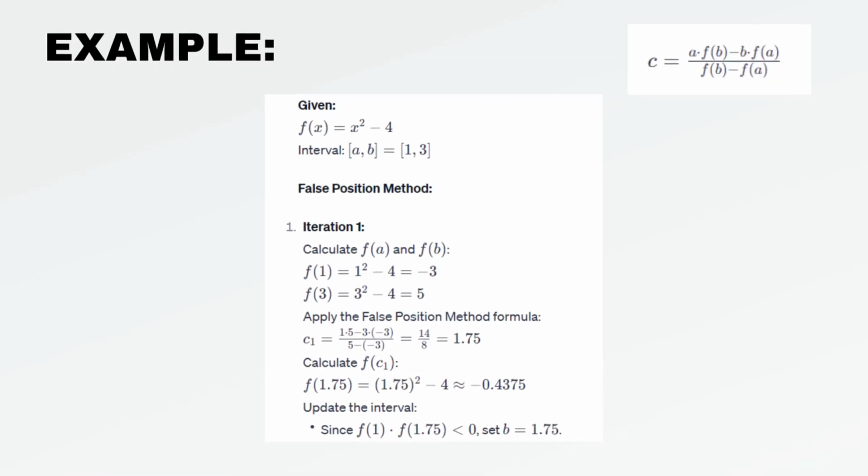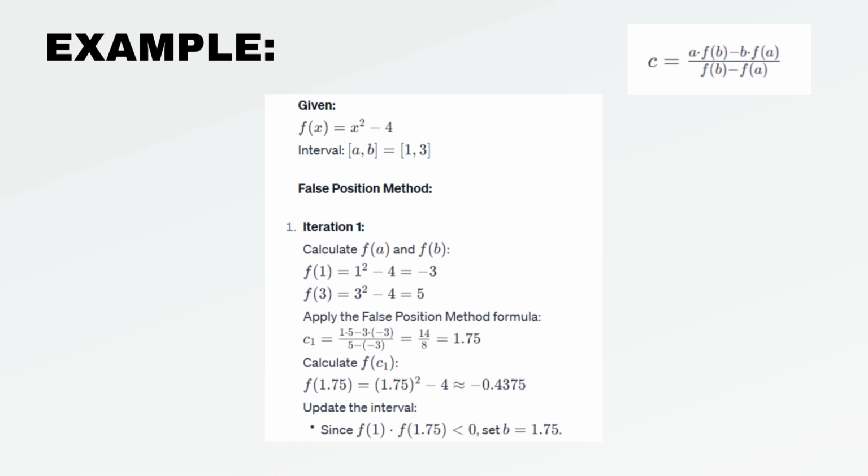Here's the given example. We have a function f(x) = x squared minus 4. So let's break down each iteration step by step. We start with the initial interval [a, b], that is [1, 3], and we'll use these values to calculate the first approximation c1 with the false position method formula. The formula for this method is c = (a·f(b) − b·f(a)) / (f(b) − f(a)).